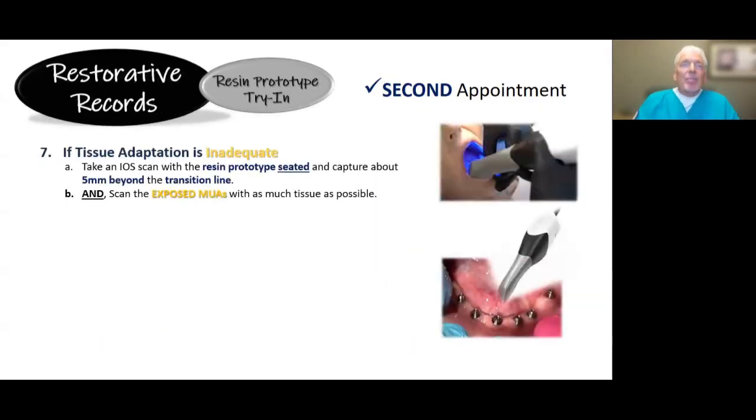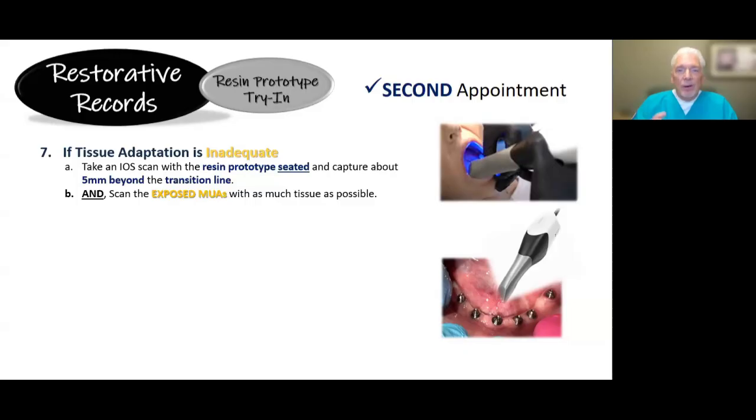Now, let's talk about what happens if you have a case where the tissue adaptation of the provisional is not acceptable. There's always going to be some bone remodeling. Tissue follows bone, so when the bone remodels, tissue is going to follow that. And maybe there are some more gaps, the patient's not happy with it, you're not happy with it.